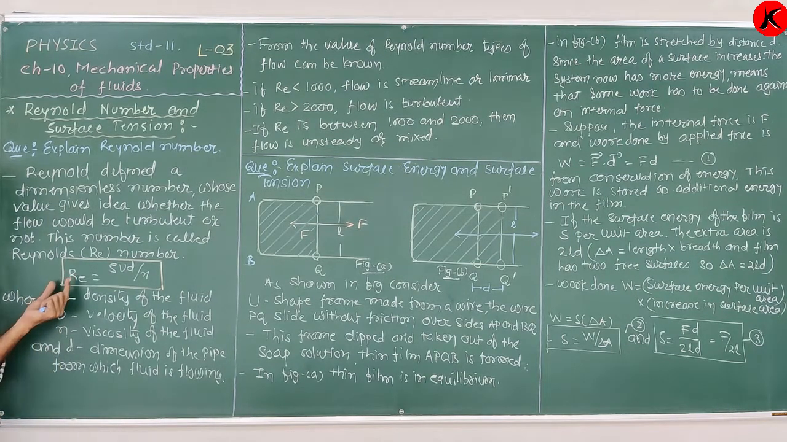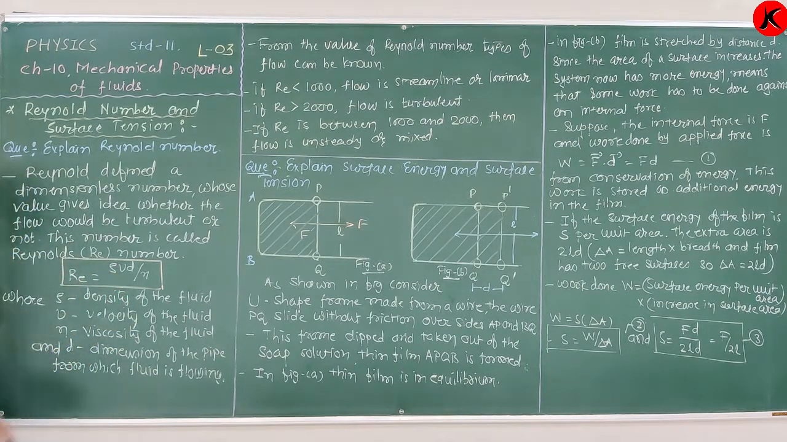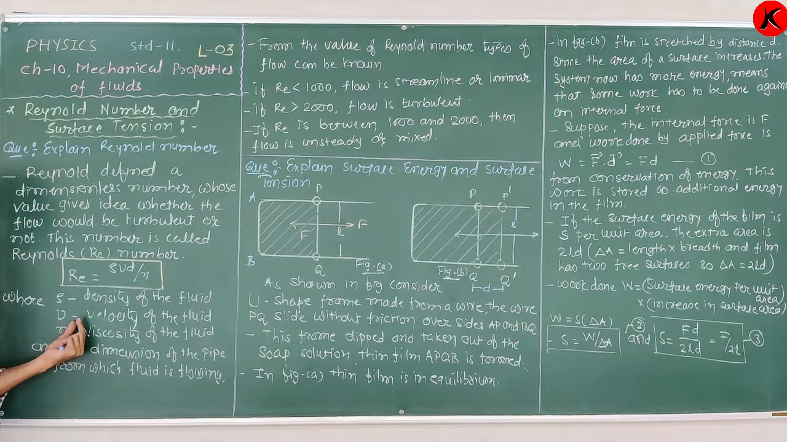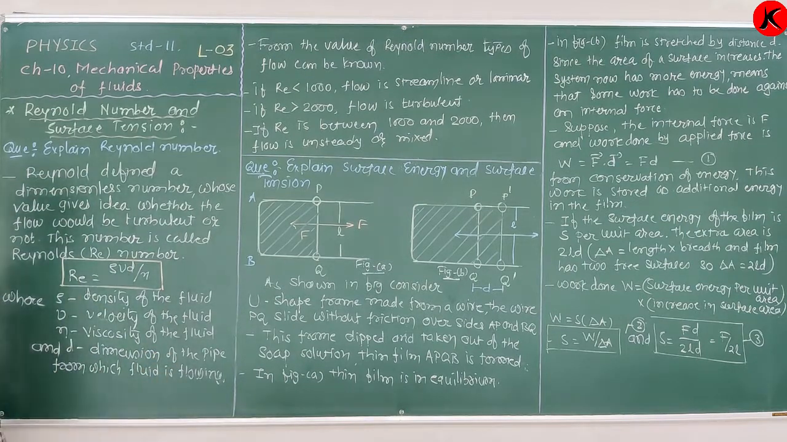Again, the Reynolds number RE is defined as rho Vd upon n. Rho is the density of the fluid, V is the velocity of the fluid, D is the diameter of the pipe or the tube through which the fluid is flowing, and n is the viscosity of the fluid, or the coefficient of viscosity of the fluid.